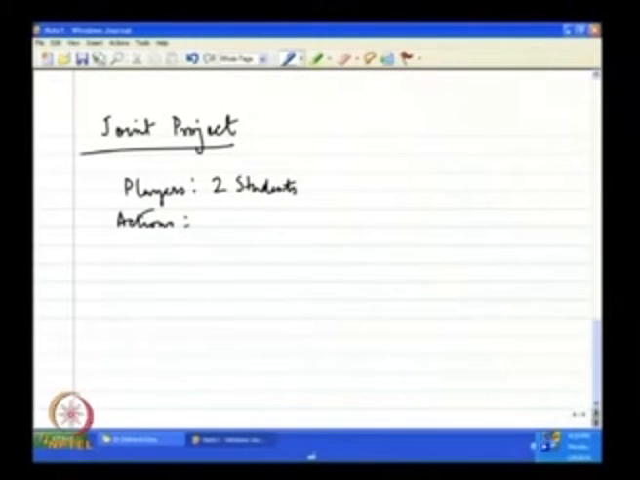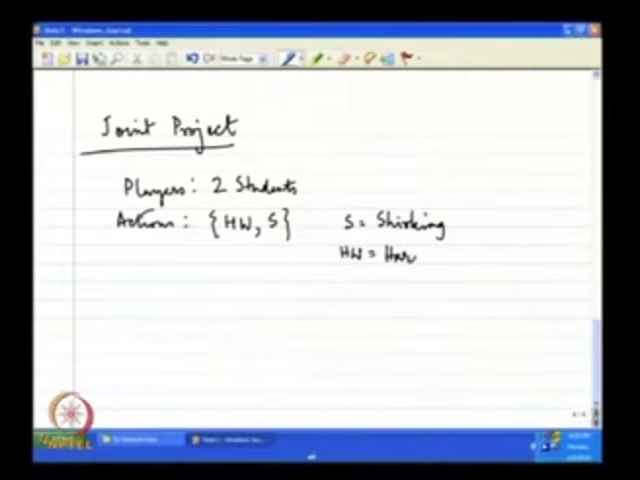Well, either they can work hard, let us say HW, hard work, or they can shirk. Let us call this S. S is for shirking. They are not working hard, and HW is hard work. Okay, these are the actions that they can take, and what are the preferences?